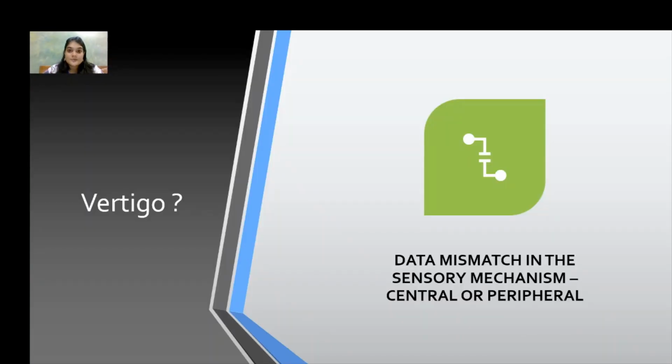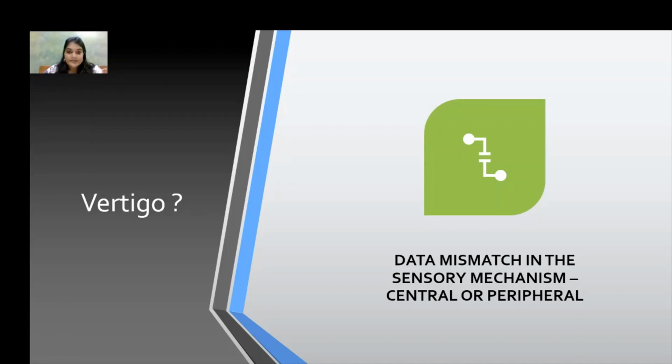What happens when the equilibrium is lost? What is vertigo? Vertigo is defined as a data mismatch in the sensory mechanism. It can be central or peripheral. If any of the visual, acoustic, vestibular or proprioceptive inputs are not correlated and the central nervous system is not able to analyze them properly, the patient can result in vertigo.